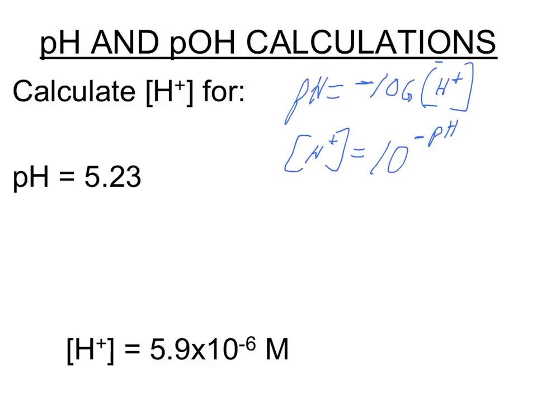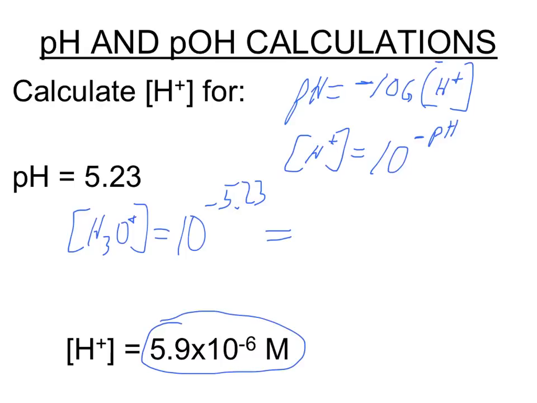And if I do that, my acid concentration is going to equal 10 to the minus 5.23. And when I crunch that into the calculator, I'm going to get 5.9 times 10 to the minus 6 molar. And in this case, since we're taking anti-logs, we actually lose a sig fig. The digit in front goes towards our exponent, our placeholder, and the two digits after the decimal place become our digit in front of our scientific notation.